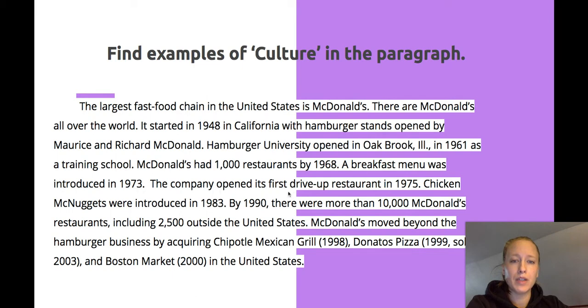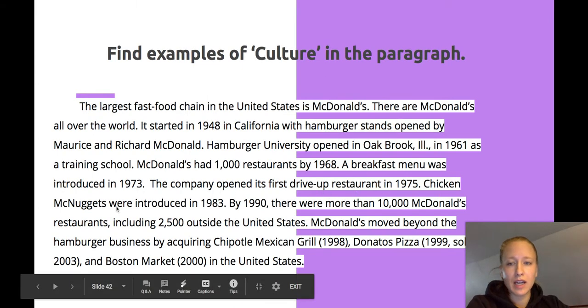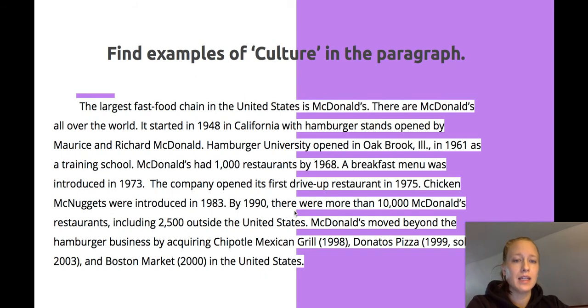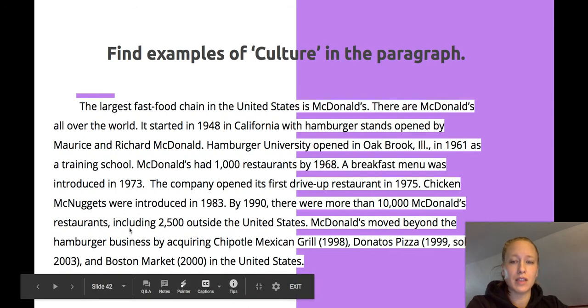The company opened its first drive-up restaurant in 1975. Chicken nuggets were introduced in 1983. By 1990, there were more than 10,000 McDonald's restaurants, including 2,500 outside the United States. McDonald's moved beyond the hamburger business by acquiring Chipotle Mexican Grill, Donato's Pizza, and Boston Market in the United States.